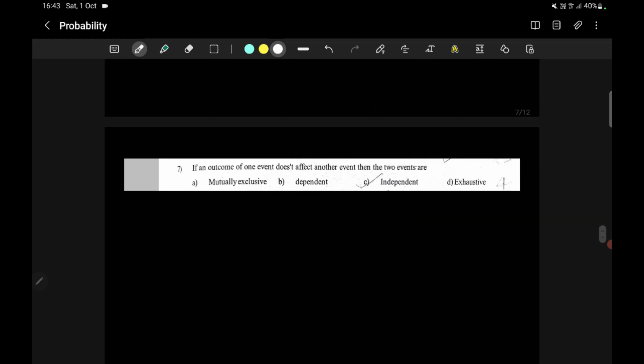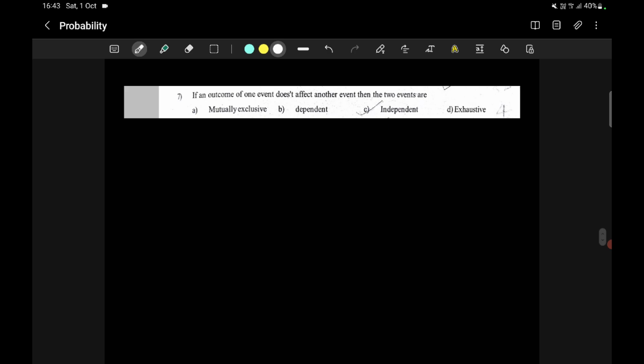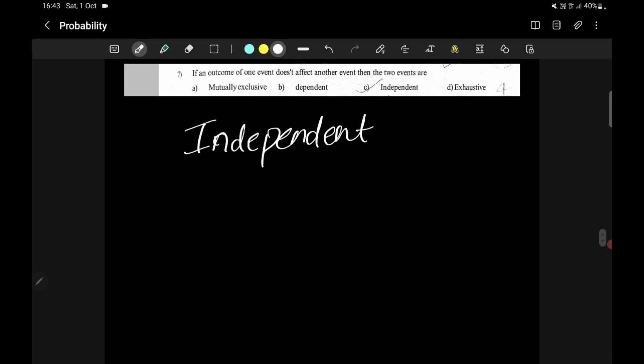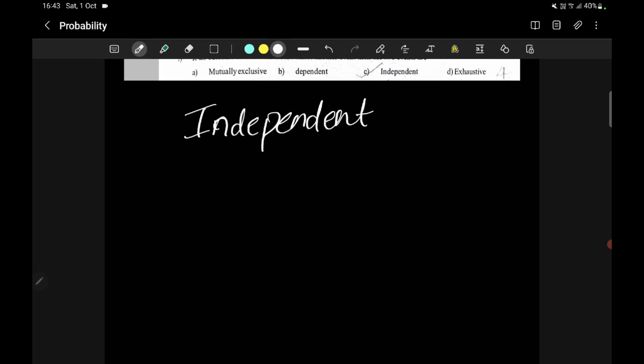Let's move on to the next question. This is a direct question. If an outcome of an event doesn't affect another event, then the two events are independent. Independent. This is a simple definition, you can remember this.